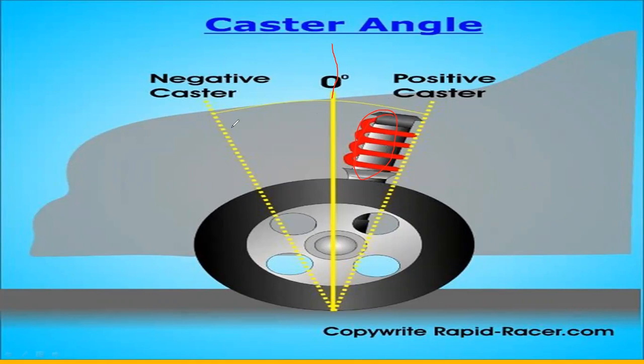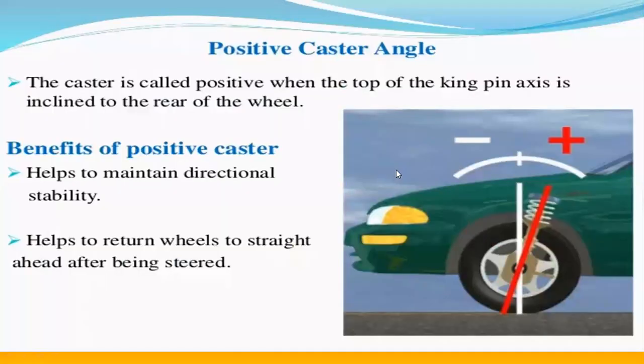We will place the caster pin on this negative side. The angle between the caster kingpin axis and the vertical line of that wheel is called the negative caster angle. So this is the diagram of the caster angle.